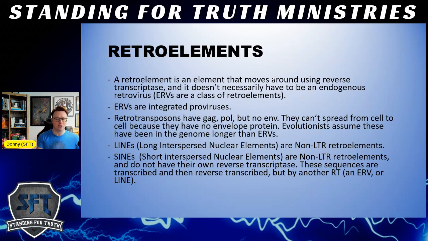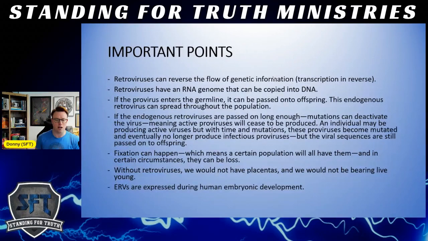So LINEs, long interspersed nuclear elements, or non-LTR retroelements. Remember, in the ERV, the LTR stands for long terminal repeat, and those are on either end. They flank both ends of the ERV. Then you have SINEs, short interspersed nuclear elements. Just to let you know, all of these have significant functions associated with them, okay? These are non-LTR retroelements and do not have their own reverse transcriptase. These sequences are transcribed and then reverse transcribed, but by another RT, reverse transcriptase, from an ERV or LINE.